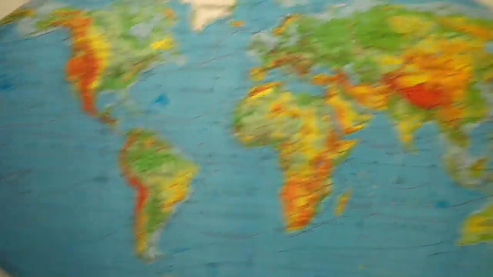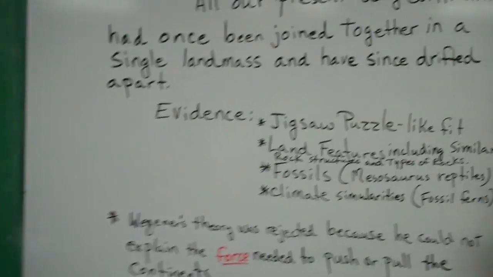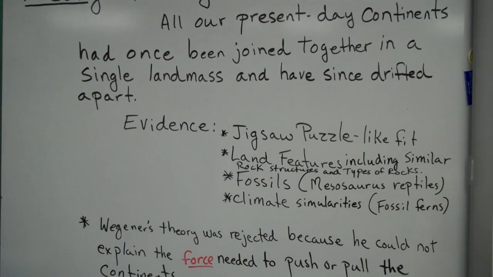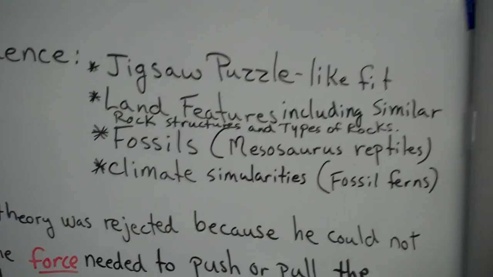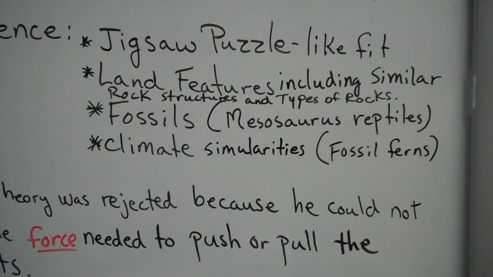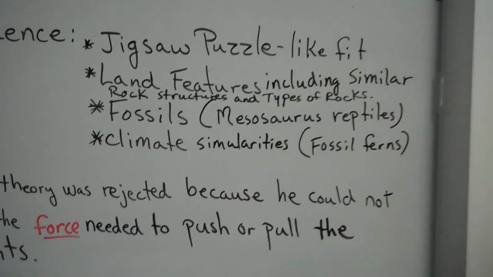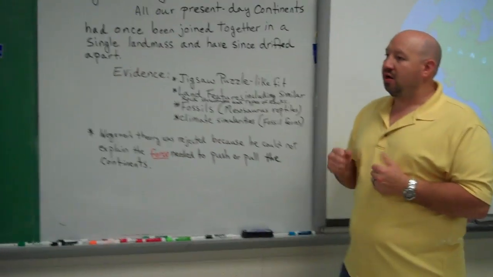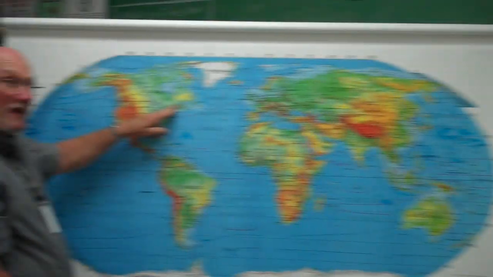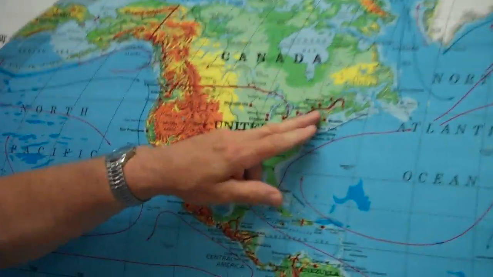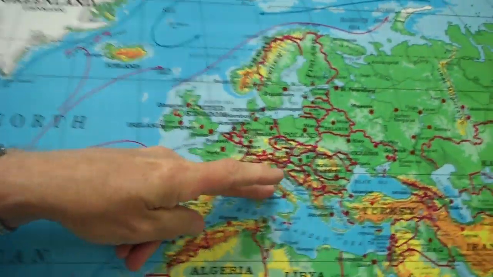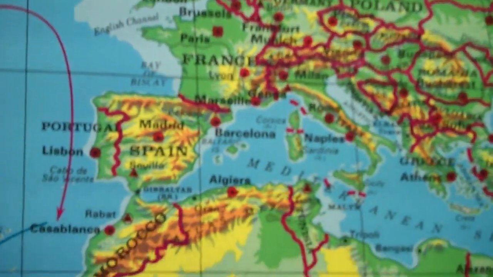The second part is that some of the land features, including similar rock structures and types of rocks, appear on different continents that have been separated by oceans. For example, the Appalachian Mountain Range actually ends in Europe, not in North America like we think it does. This Appalachian Mountain Range that runs along the eastern seaboard actually went up and across and then down through France and Italy and so on. Huh? And the only way that happens is if those continents were together.